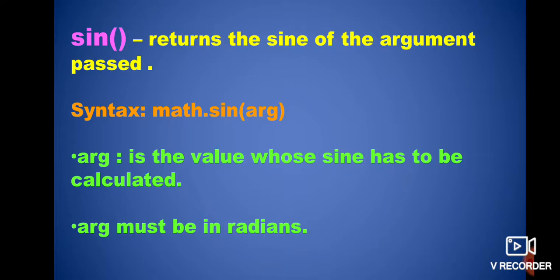Now next we have three trigonometric functions in Python. So whenever you need to calculate sine, cos or tan of any value, then we use these three functions for calculating the sine or cosine or tangent of the given argument. So how we use these functions?